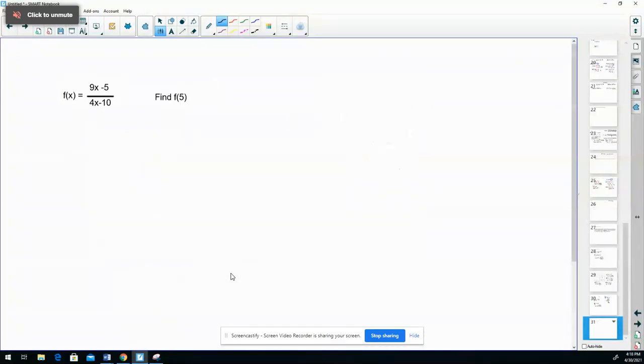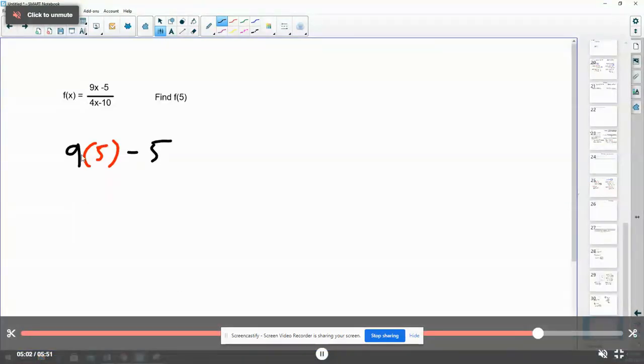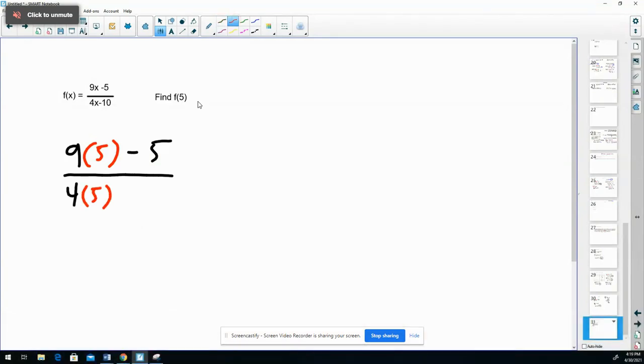Now our final question is another fraction. We're going to find f of 5, so we got to plug in 5 twice. We got to plug it into the top, and we got to plug it into the bottom. So we're going to have 9 times 5 minus 5. Again, this 5 is this 5. And then 4 times 5, that same 5, minus 10.